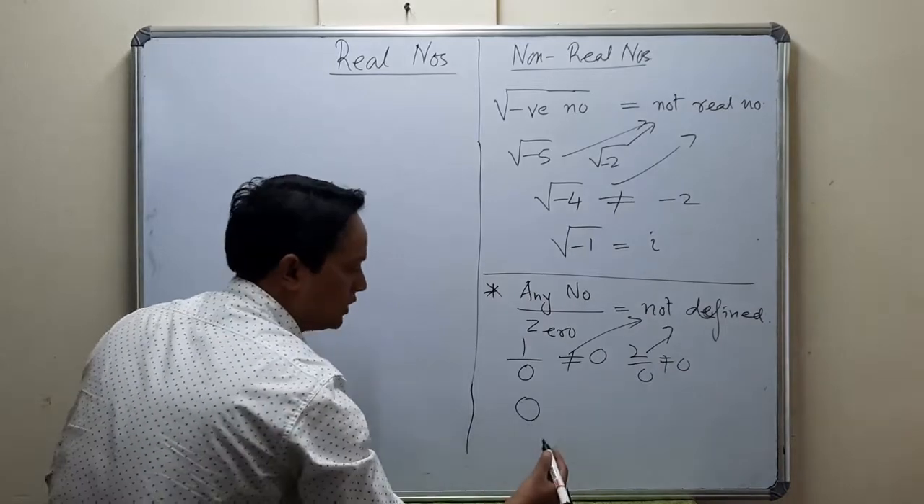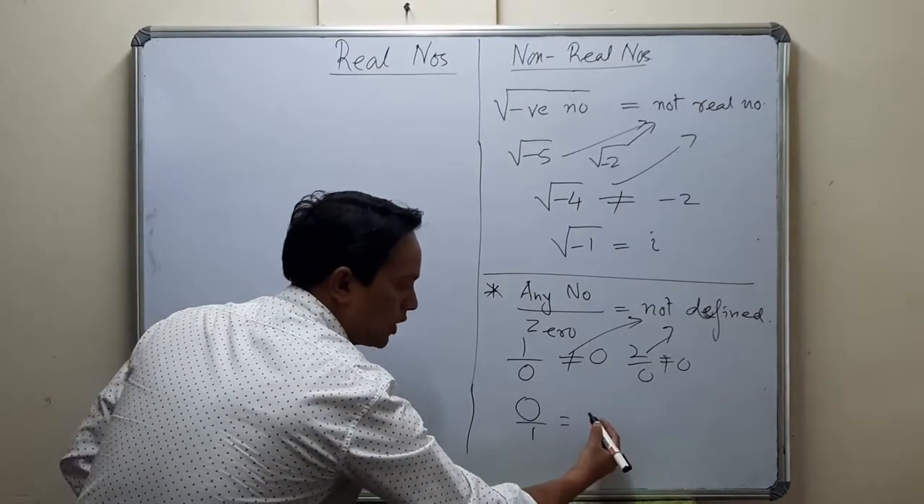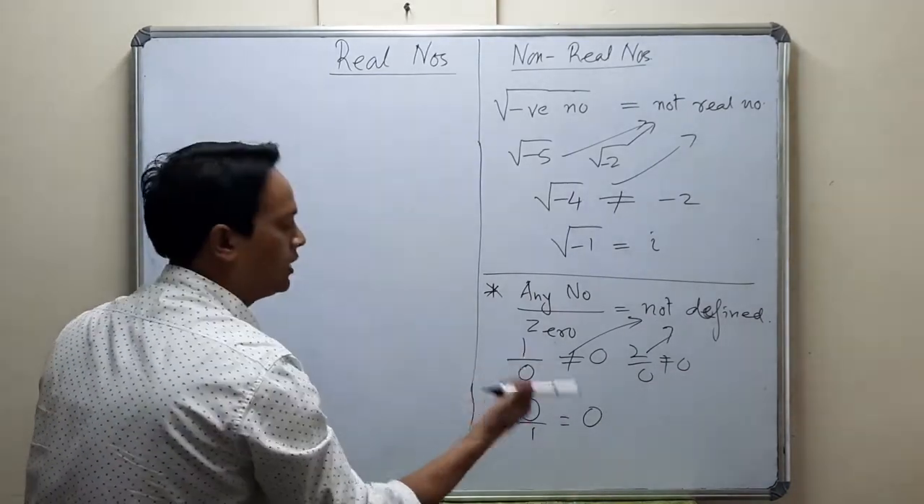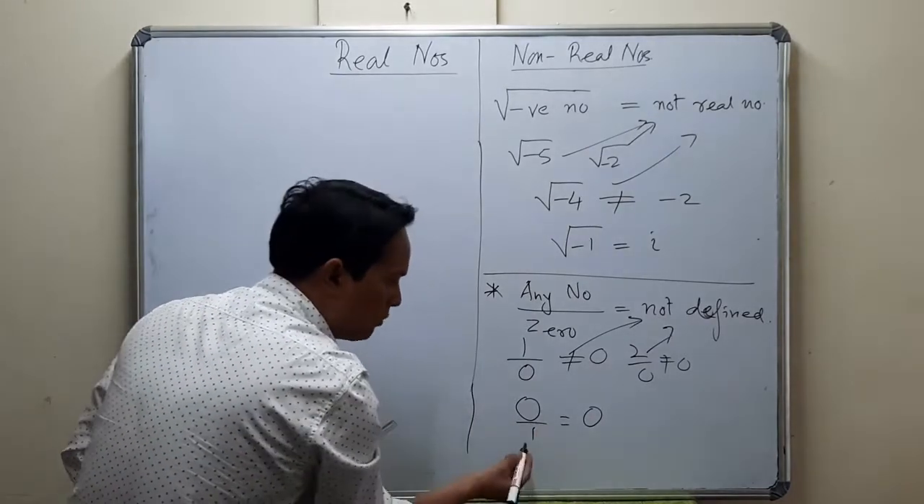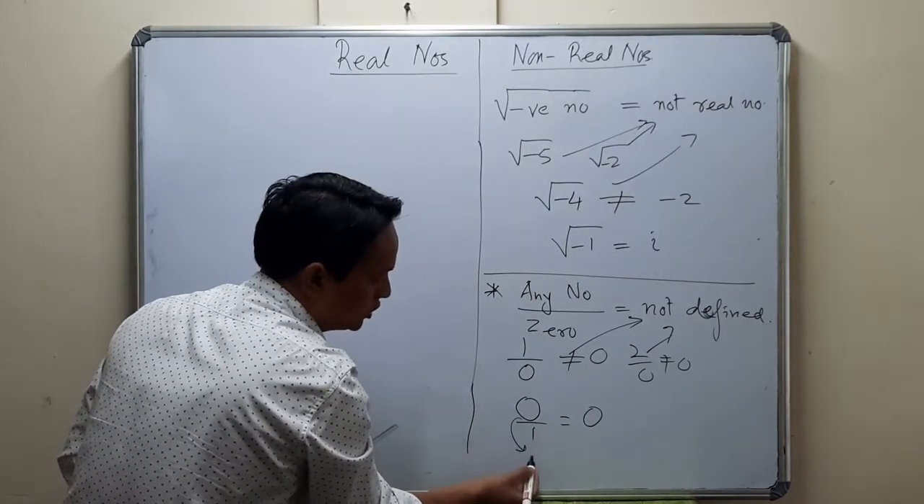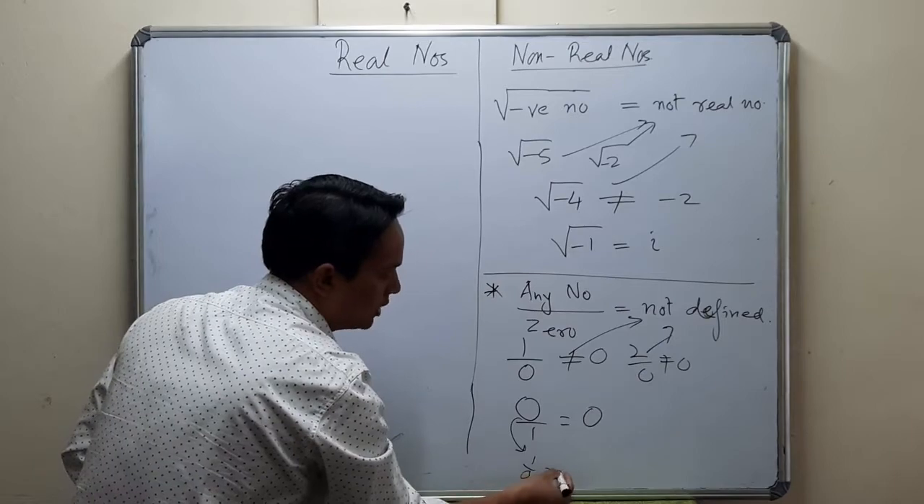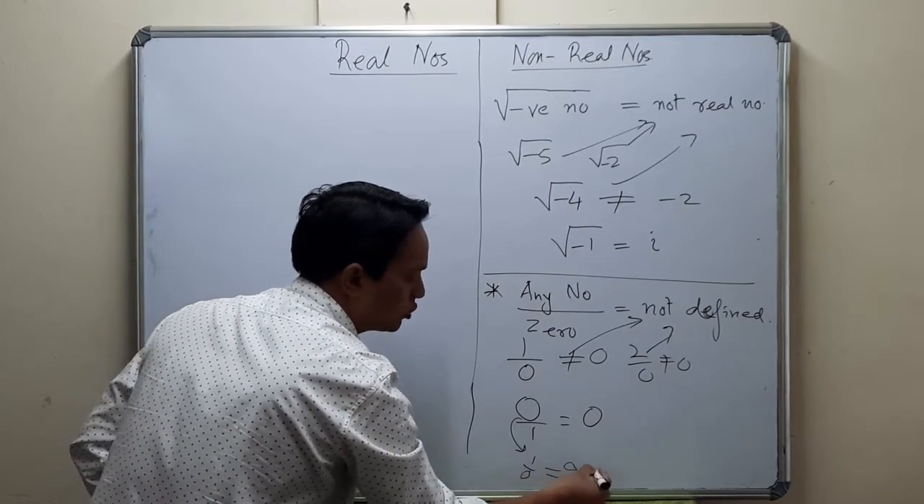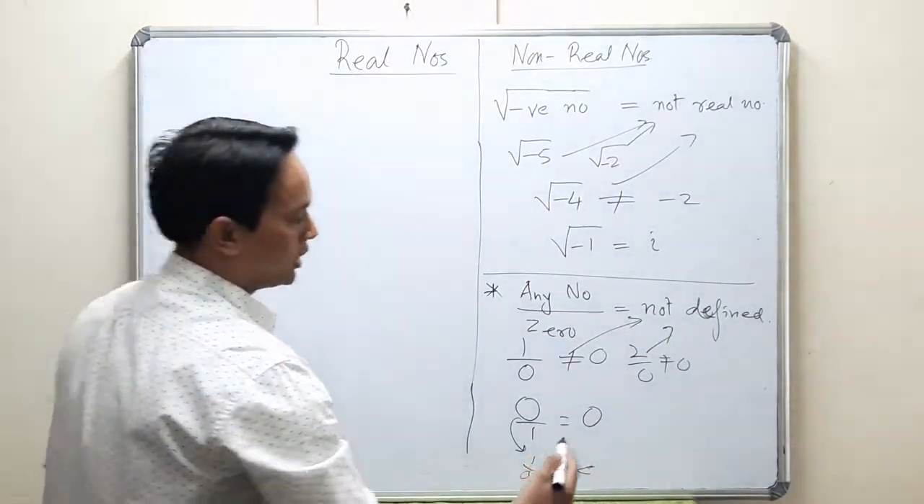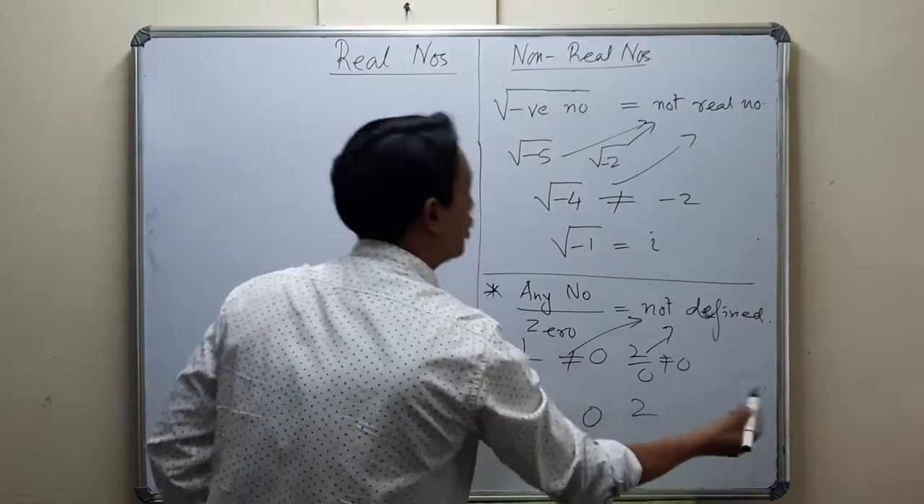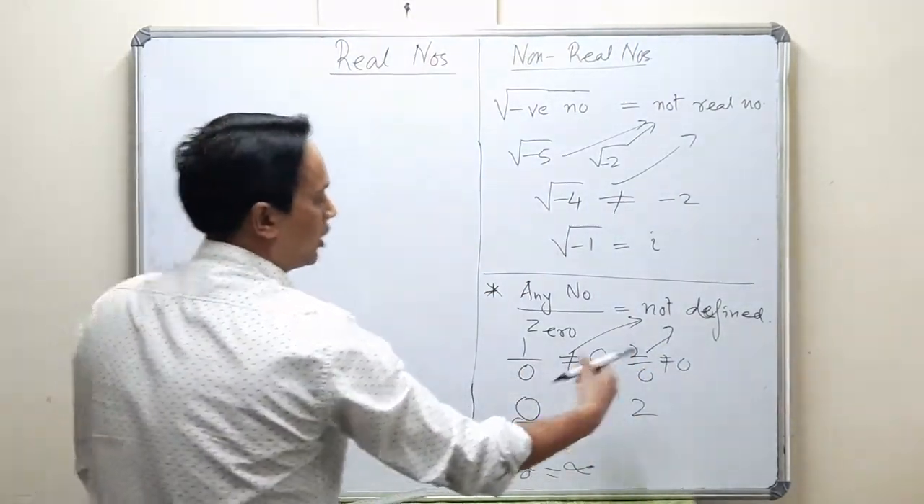See, if I write 0 by 1, 0 by 1 is 0. Any number, 0 by anything is 0. But if I make 0 reciprocal, the reciprocal of 0 is 1 by 0. So 1 by 0 is not defined. Or instead of not defined, we can also write it as infinity. 2 by 0, it's not defined, infinity. Or you can just write infinity.